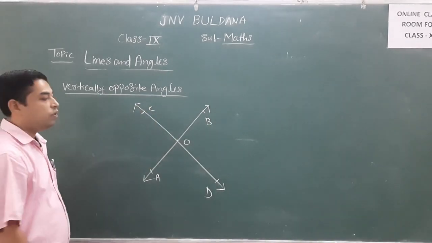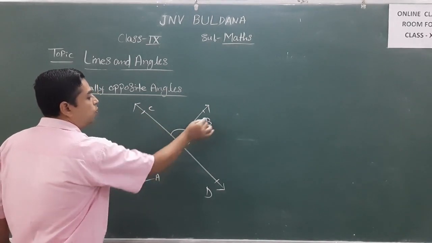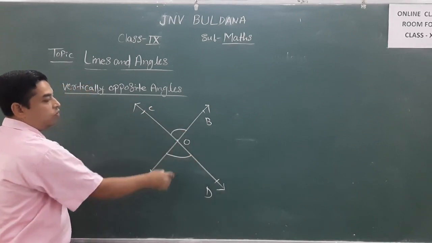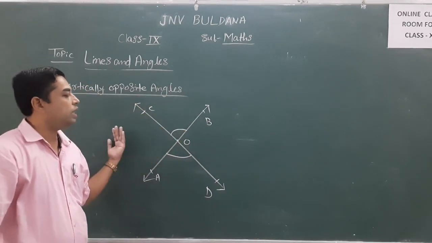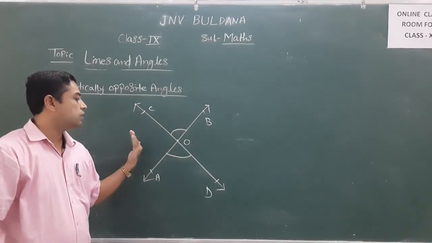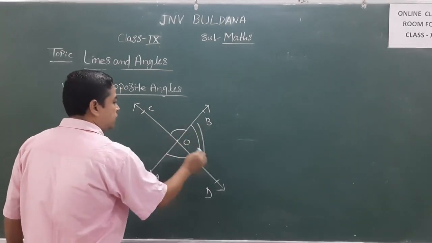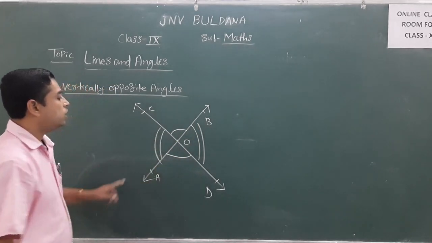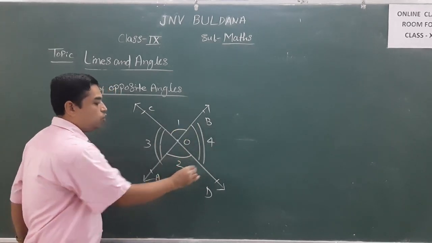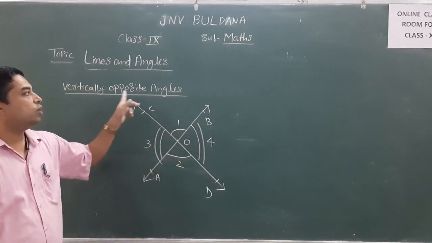And what is the property? Vertically opposite angles means angle COB will be equal to angle AOD. Vertically opposite: top, bottom, left, right. The top angle will be equal to the bottom angle, and the left side angle will be equal to the right side angle. So here these two angles will be equal, we can say 3 and 4, and this we can say 1 and 2. Angle 1 and 2 will be equal, and these two angles are called vertically opposite angles.